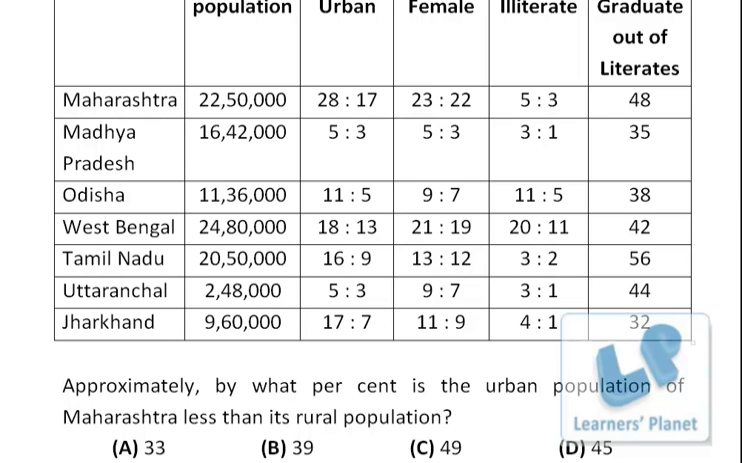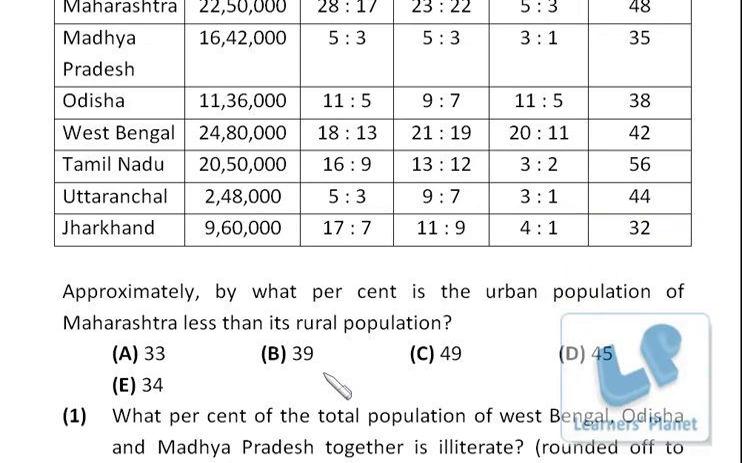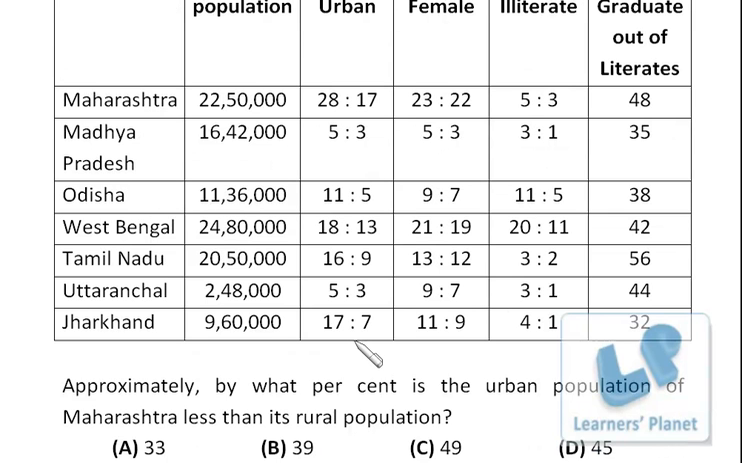Now next question is, approximately by what % is the urban population of Maharashtra less than its rural population? Okay, now just keep one thing in mind. Since you want the percentage, the answer in percentage term only, so no need to consider this figure, right? Urban population is 17 and rural population is 28, right? So by what % is the urban population less than its rural population, right? So urban population is 17, rural is 28. So how less? It is 11 less.